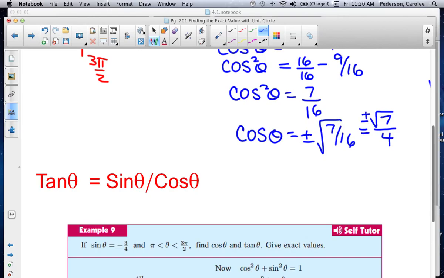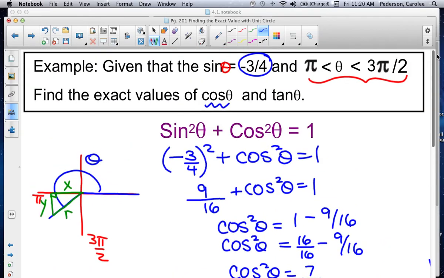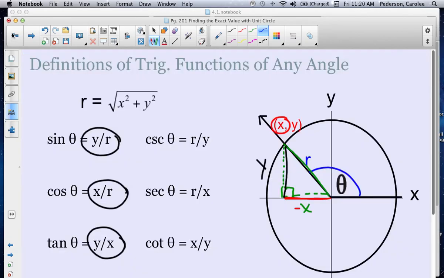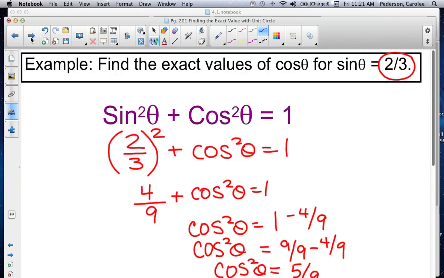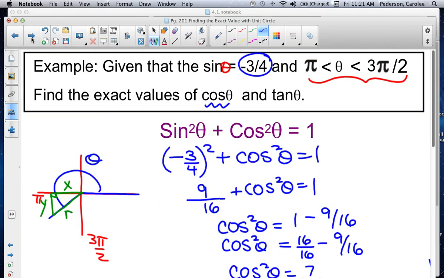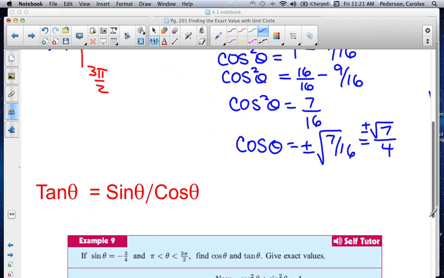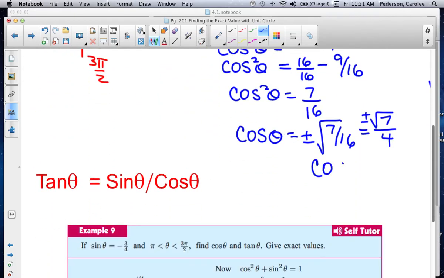Now, remember that they give us now a restriction of our angle has to fall between pi and 3 pi over 2. If we go back to this third quadrant, remember our sine is going to be our negative. Our cosine also has to be negative. So one of these solutions doesn't work. So we can only have the cosine of theta being negative square root of 7 over 4.